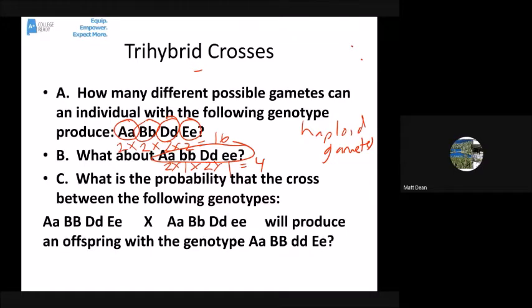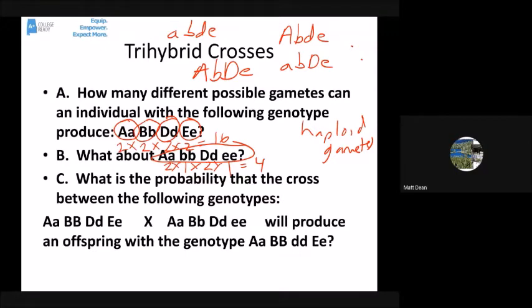So this individual could make a dominant A, a recessive B, a dominant D, and a recessive E. That's one possible gamete. Could also make dominant A, recessive B, recessive D, and recessive E. Additionally, could make recessive A, recessive B, dominant D, recessive E. And then the final one would be this. So those are the 4 possible gametes, haploid gametes created by meiosis through processes like independent assortment and segregation.